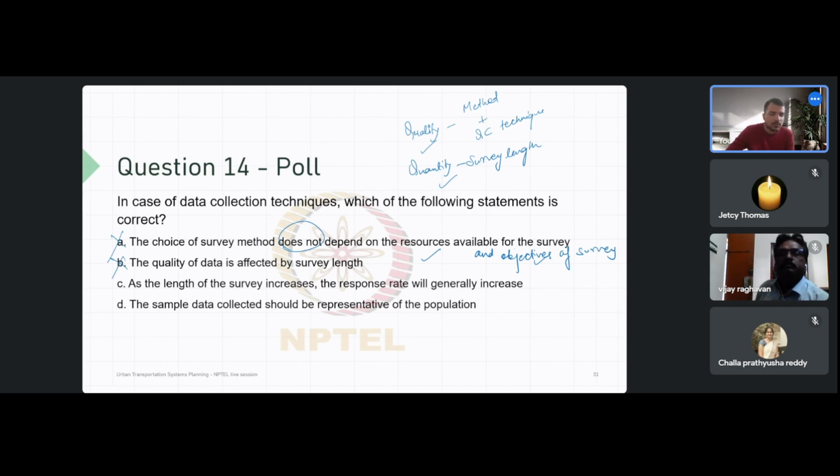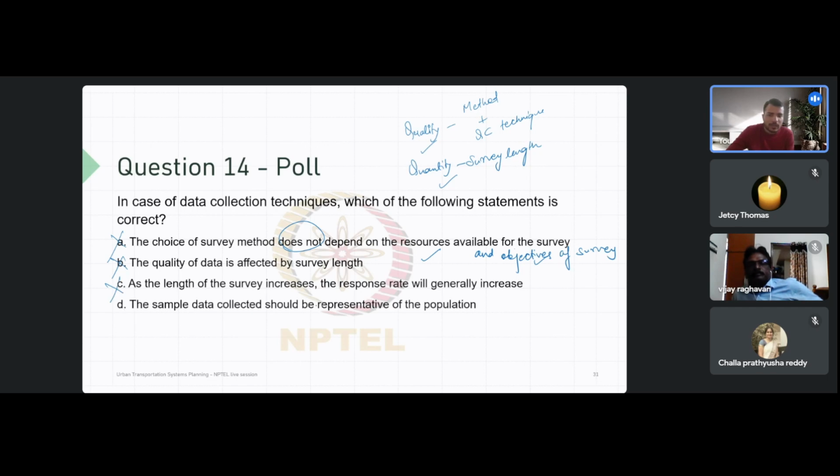So we discussed this. As more time is needed for the survey, the respondent may not respond how we want him to, because he may get hasty and give some incorrect answer. That kind of response rate generally reduces when the length of the survey increases. So this also we can remove.